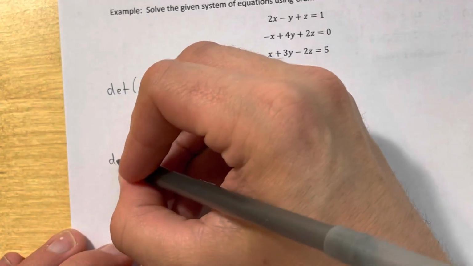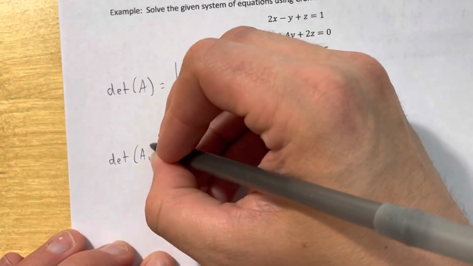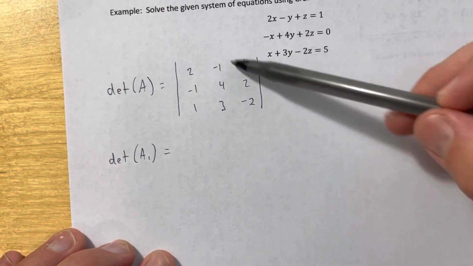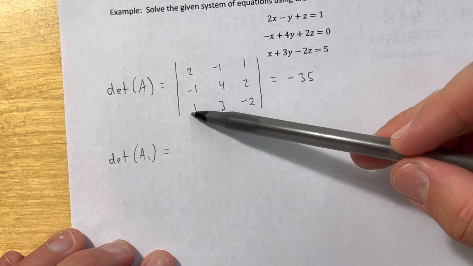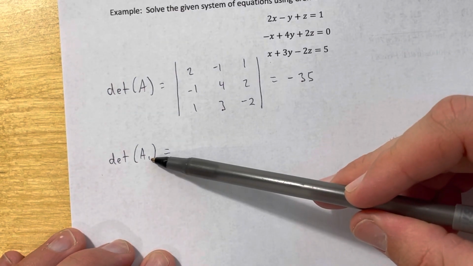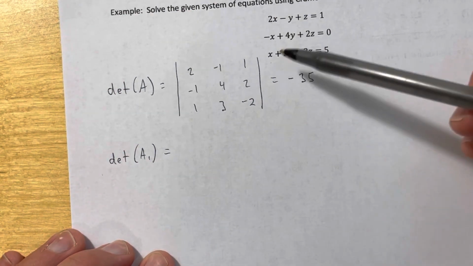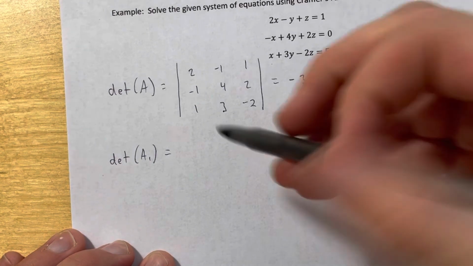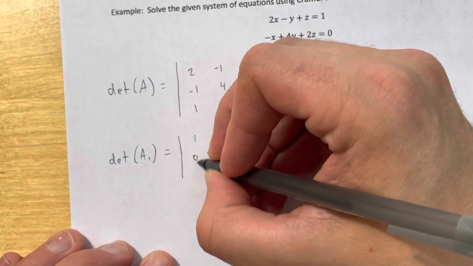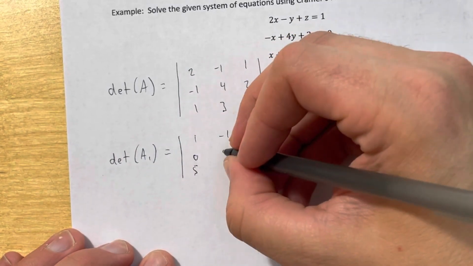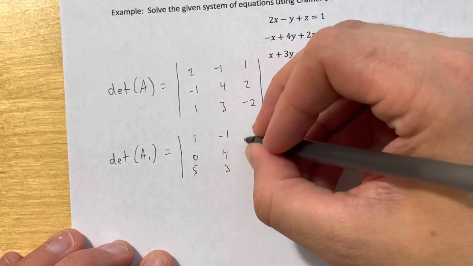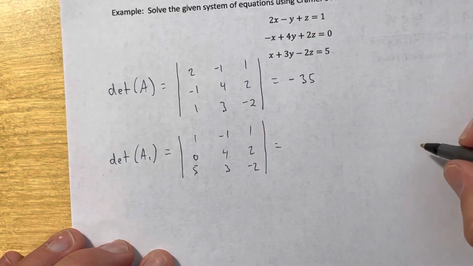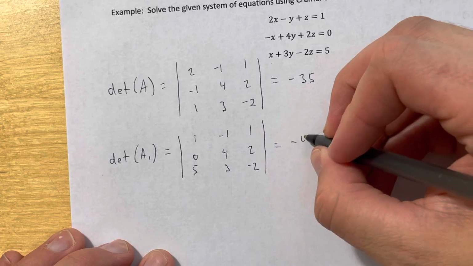Okay? What is the determinant of A1? Well, A1 is where I take this coefficient matrix and replace the first column, corresponding to that 1 in the subscript, with these constants, 1, 0, 5. So I'm looking at 1, 0, 5 in my first column, but nothing else changes: -1, 4, 3, 1, 2, -2. This determinant, when you work it out, comes out to -44.